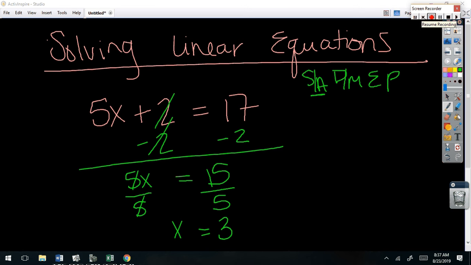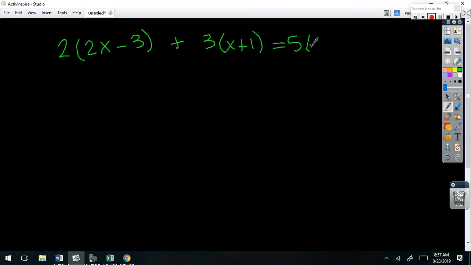Tell me this. Once you solve, how can you check? Let's go back and plug it in. Plug it back in for x and make sure it works, right? All right. Of course, it's going to be harder than that. What if I have something that looks like this? Yes, that's a good job. That's exactly right. 5x plus 2.